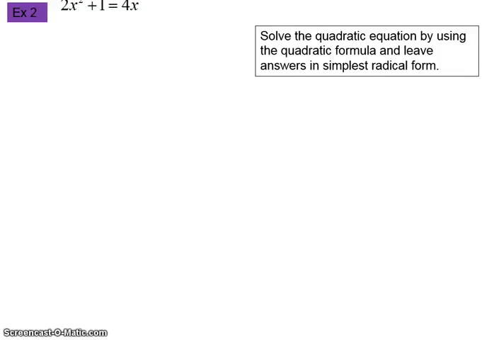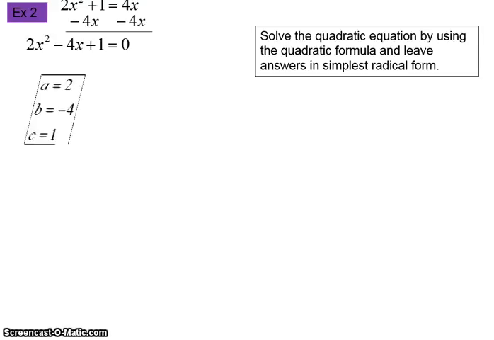Here we go. 2x squared plus 1 equals 4x is our second example. Notice that we do not have it in the ax squared plus bx plus c equals 0 form, so we have to get everything on one side. How do you suppose we get everything on one side? Well, we will subtract 4x. So we subtract 4x from both sides, and now we get it in the ax squared plus bx plus c equals 0 form, and we can determine a, b, and c. A here is 2, the leading coefficient, b is -4, c is 1.